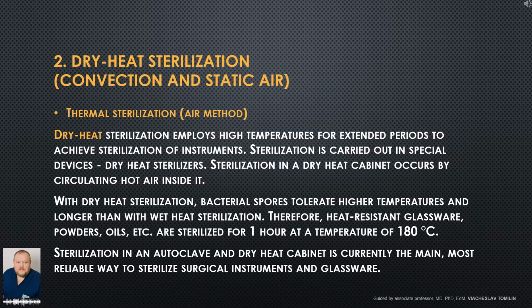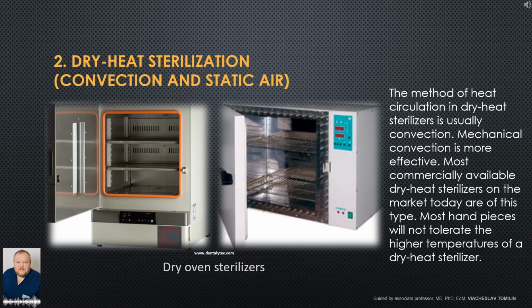Sterilization in an autoclave and dry heat cabinet is currently the main, most reliable way to sterilize surgical instruments and glassware. The method of heat circulation in dry heat sterilizers is usually convection, which helps to ensure that the heat circulates throughout the sterilization chamber during the process. Mechanical convection is more effective. The sterilizer contains a fan or blower that continually circulates the heated air to maintain a uniform temperature throughout the chamber. Most commercially available dry heat sterilizers on the market today are of this type.